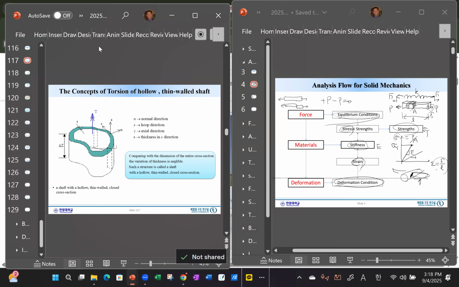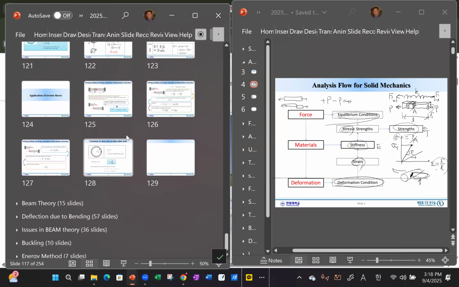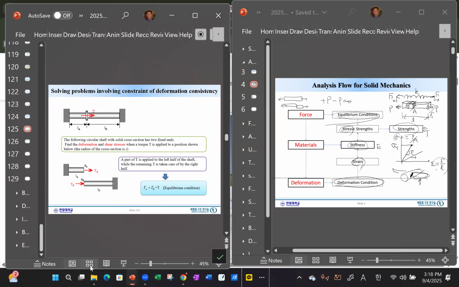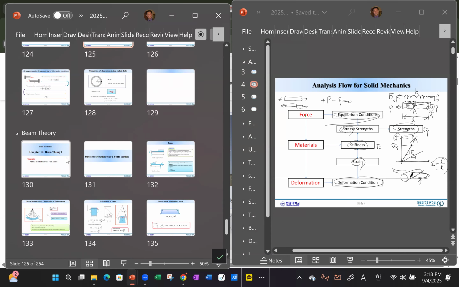So anyhow, all subject of a torsion. After that, we have a beam theory.